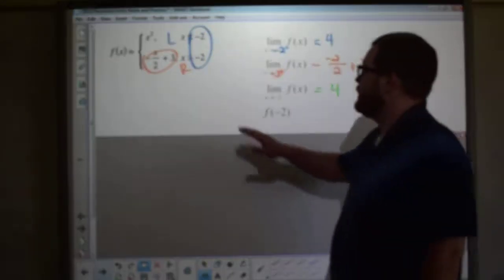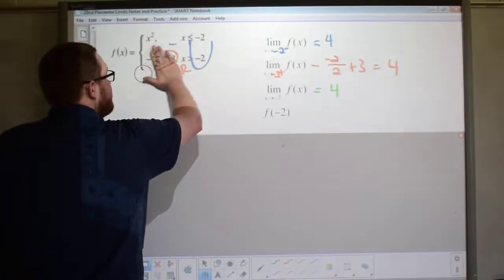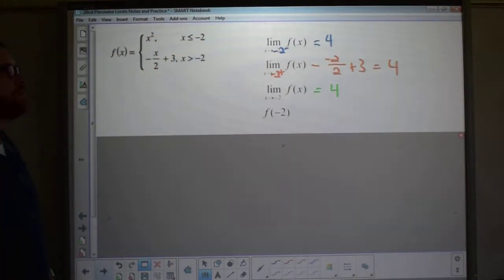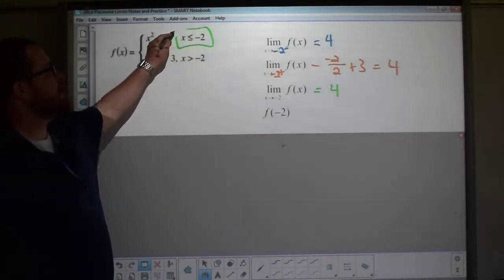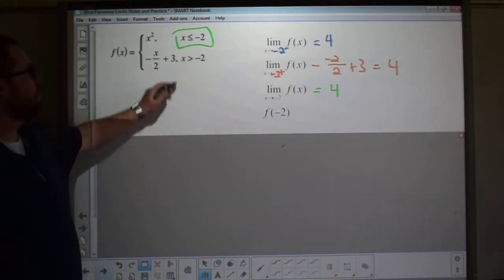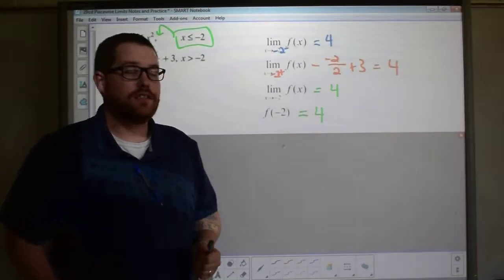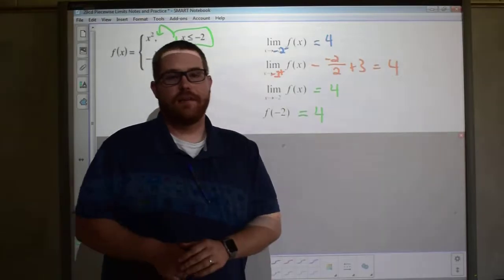Now, as for the point at -2, only one of these is the point at -2. Is it the top or the bottom? It's the top because that's where it's equal to -2. So I plug in -2 here and I get 4. That one's pretty easy too because the left side and the right side are the same.